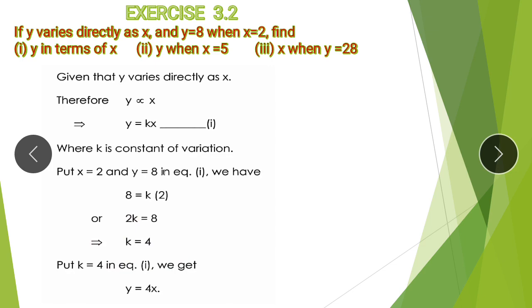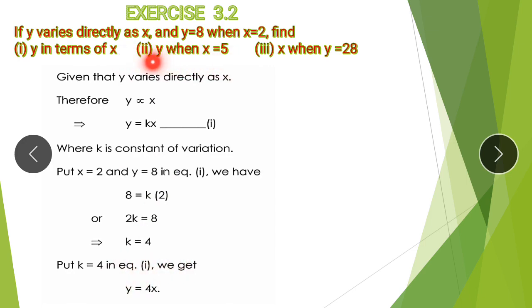Now it is a must to put this constant of variation in this equation back in order to show the relationship between y and x, in order to show y in terms of x. So the value of k is 4, and x. It means y is 4 times x. If x is 1, y will be 4. If x is 2, y will be 8. If x is 3, y will be 12. So the constant of variation here is 4.